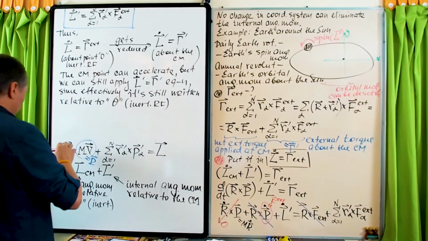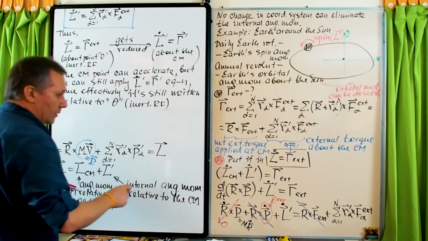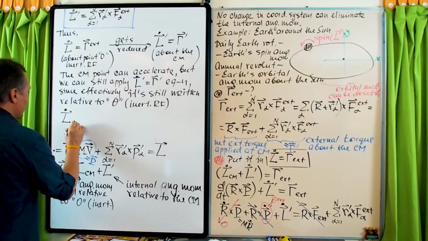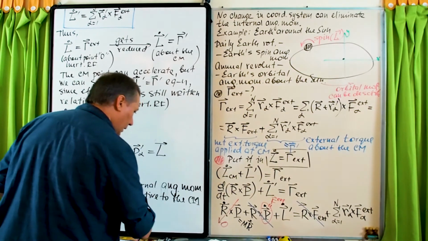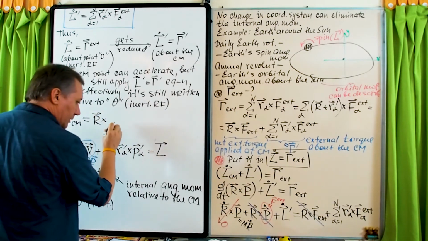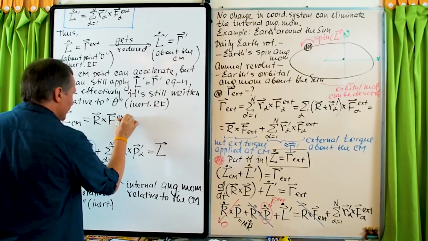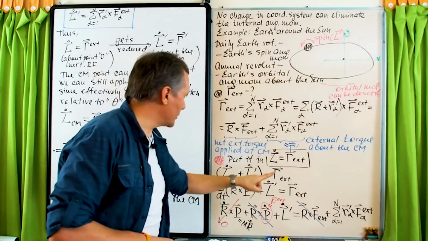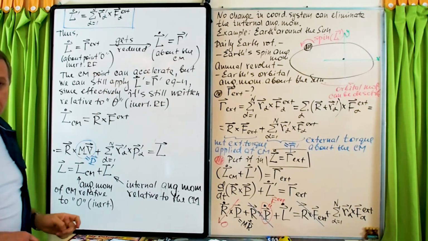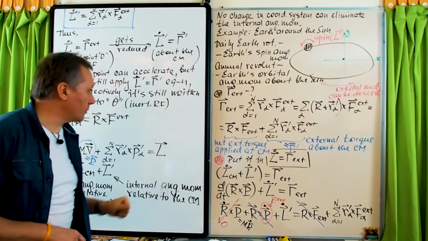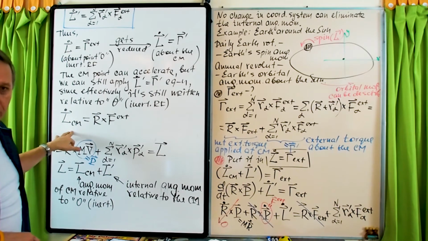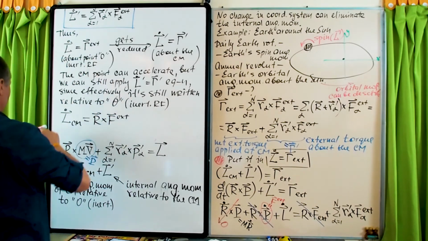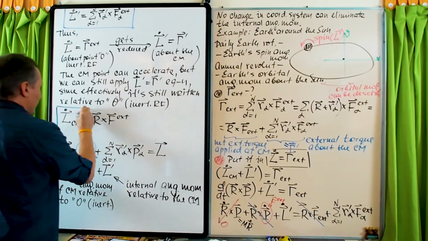So I will just write, and also L dot CM equals R cross F external. Since this is correct, then what's left in this equation, this net external torque about center of mass, means that the net external torque about center of mass controls the rate of change of the angular momentum of the center of mass. So this we framed, and this we can frame.